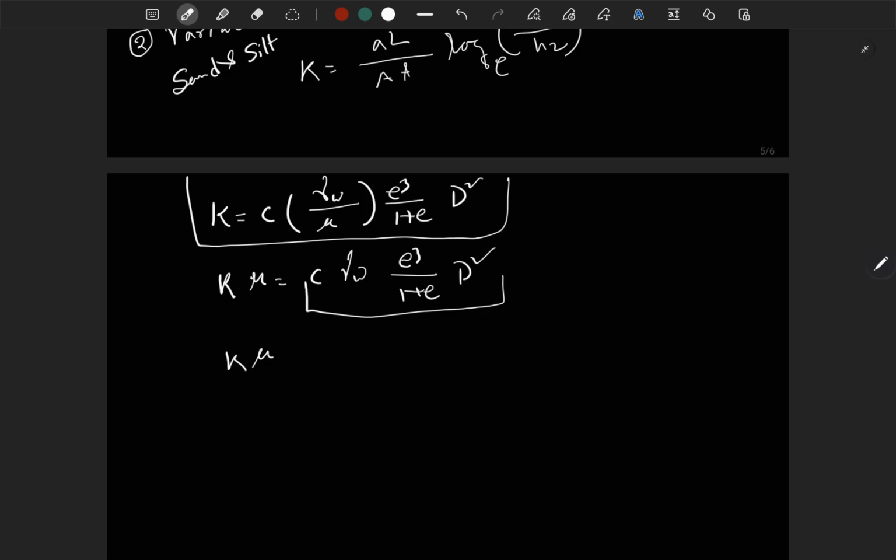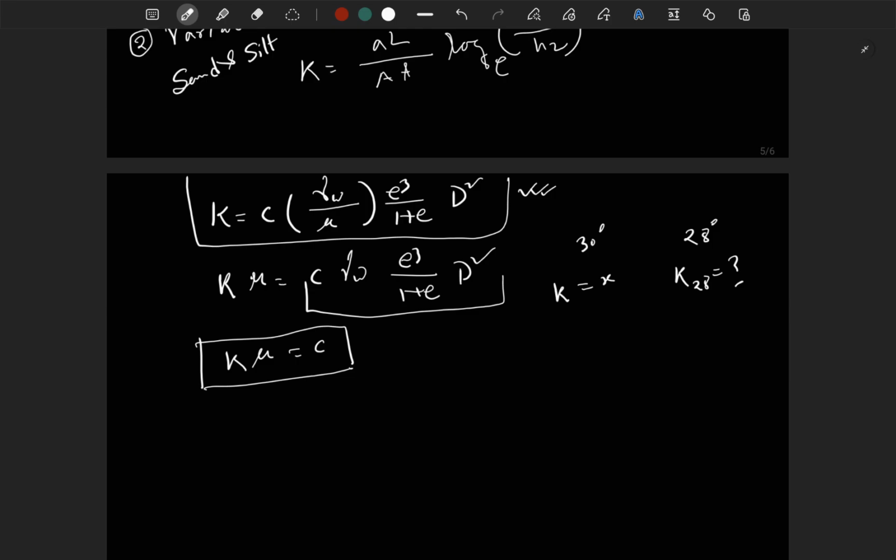In that question they have given that if the coefficient of permeability K at 30 degrees centigrade is X, then for 20 degrees centigrade, K20 is equal to what? Now you know that K into mu is equal to constant. You just remember this equation. This equation gives you every type of solution.